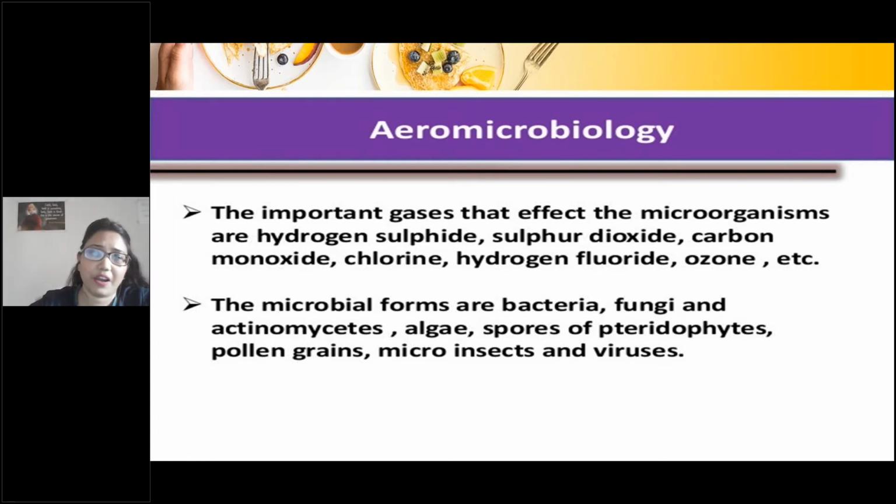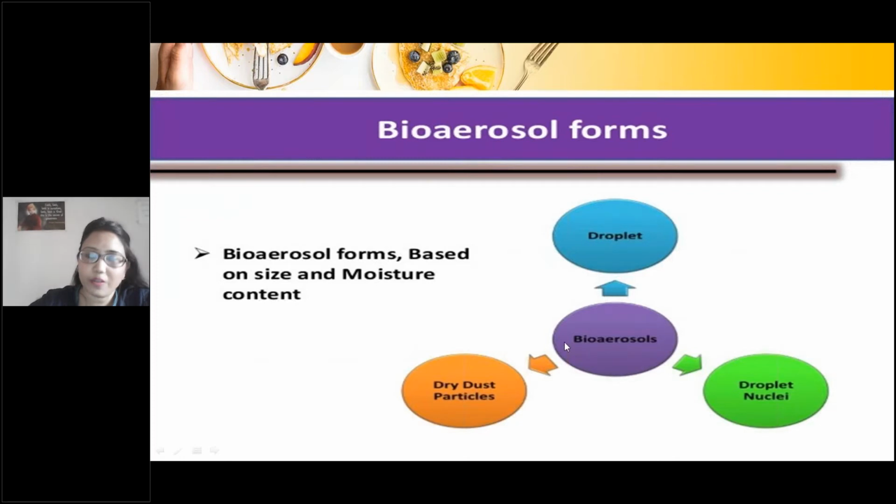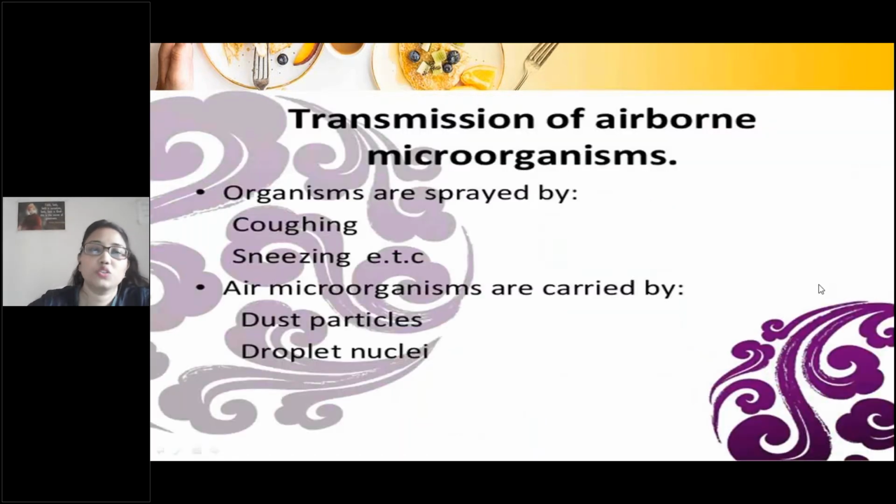There can be bacteria, fungi, actinomycetes, algae, and different spores, pollen grains, different insects, and viruses present in air. So different bioaerosols are there, as you might be knowing in this particular situation. All of you are aware about aerosols, droplet transmission, dry dust particles, and droplet nuclei. Different organisms can be sprayed by coughing, sneezing, etc. And these microorganisms can be carried through dust particles or droplet nuclei. They will condense onto droplet nuclei and then can be carried through air.